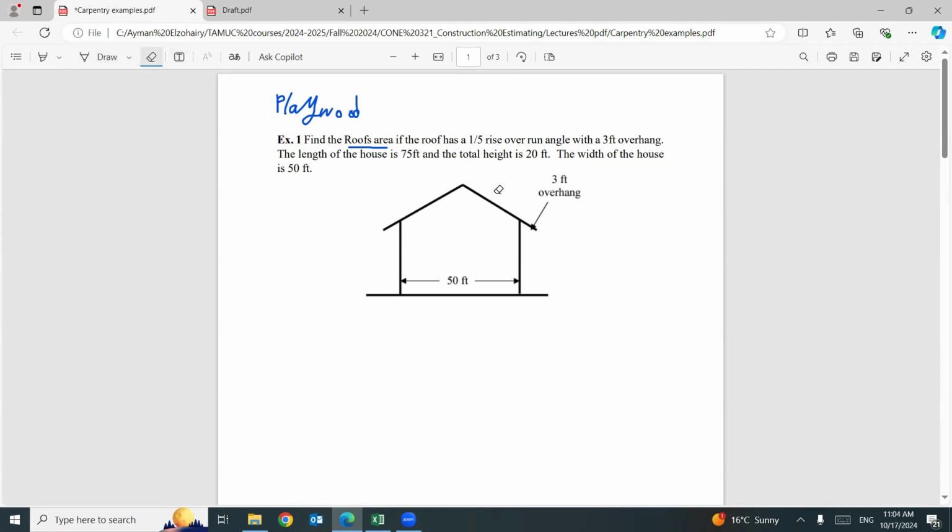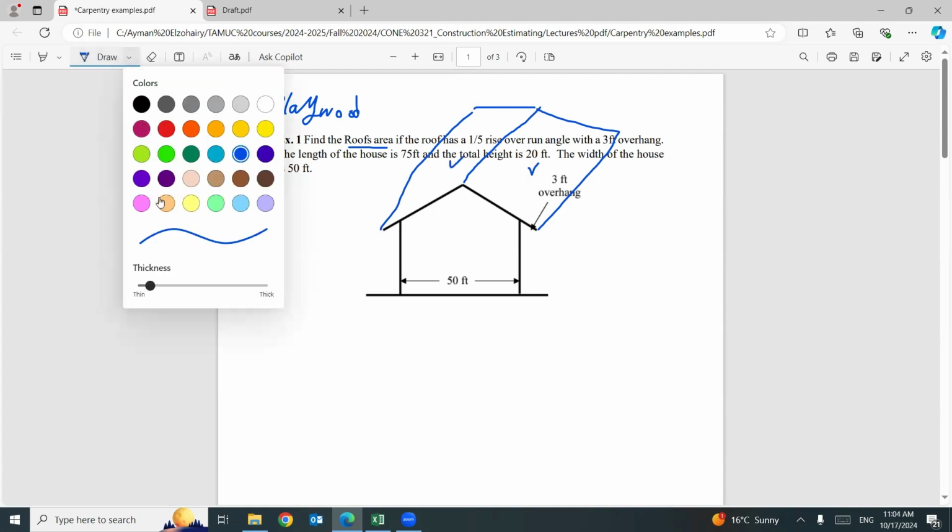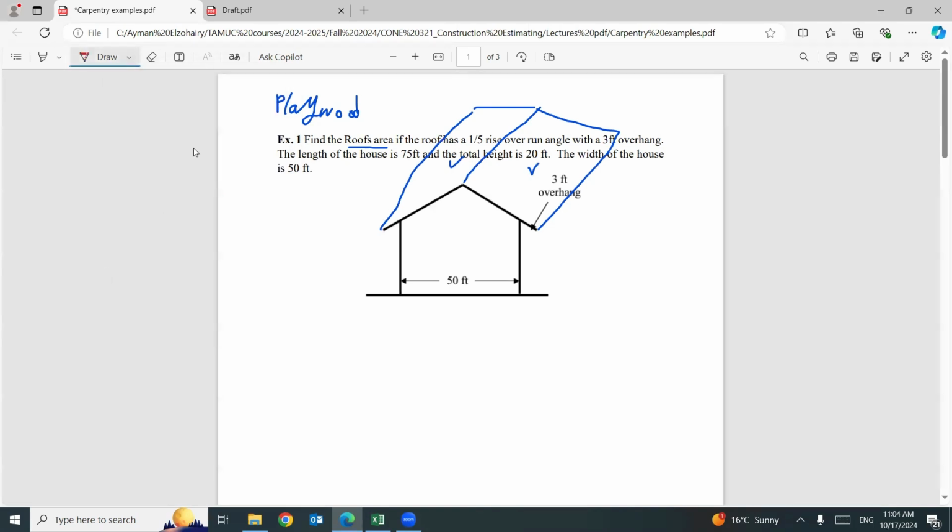walls. For the roof, if you would like to figure out the area of the roof, that means we need to figure out how much is this area and how much is this area. Then I will add both of them together. That makes sense? So be careful when you are figuring out these numbers to avoid any mistake.